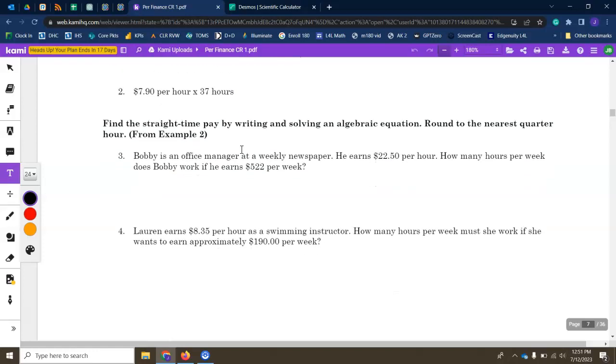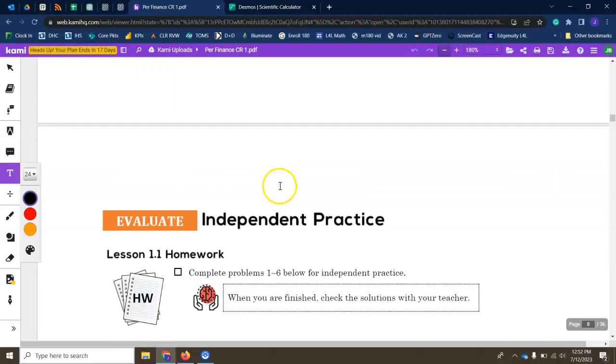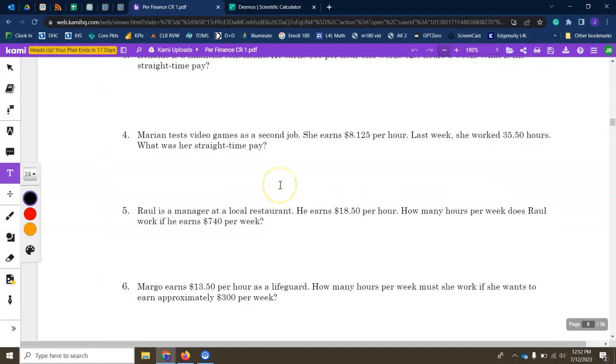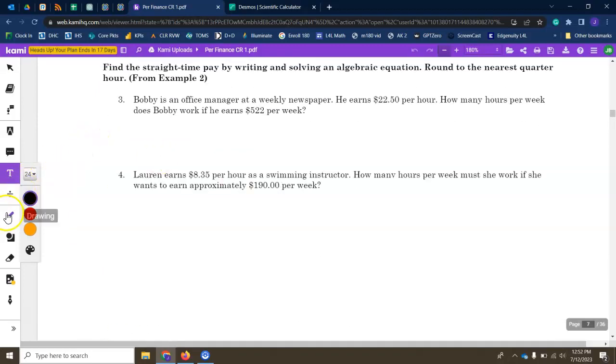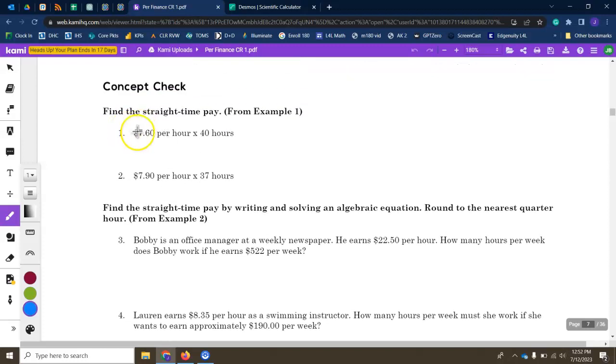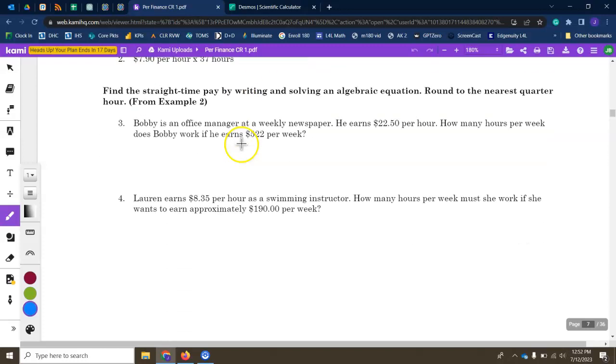Now, when we look at the word problems, this is more like the problems that you're going to see on your own over here, right? The word problems. And that's what we're going to do. We're just going to look at numbers 3 and 4 right now and see how we decipher all this information into becoming just a basic multiplication problem.